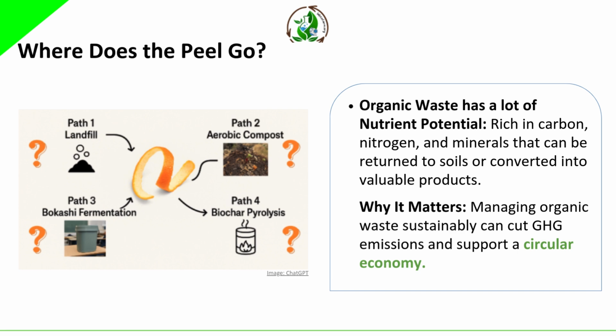Let's make this real. Imagine an orange peel. Where does it go once you throw it away? It could end up in a landfill, in a compost pile, in a bokashi bucket, in a digester, in a biochar kiln, or even in an insect farm. Each choice has a very different outcome, not just for emissions, but also for nutrient recovery.